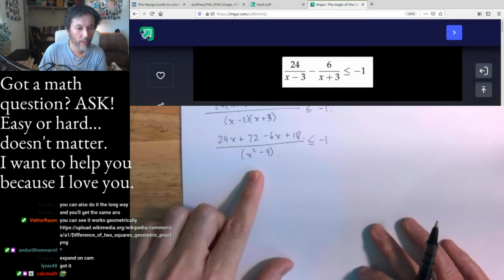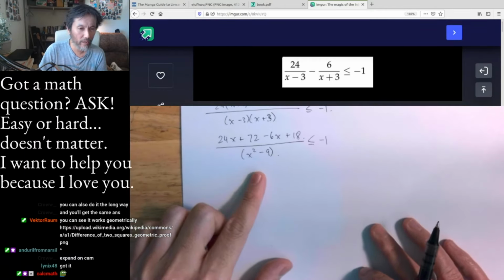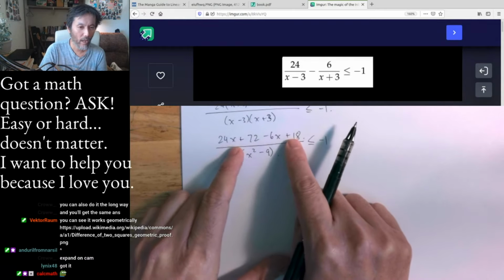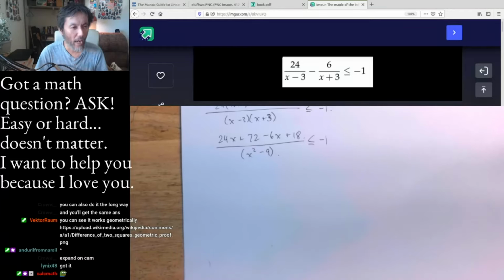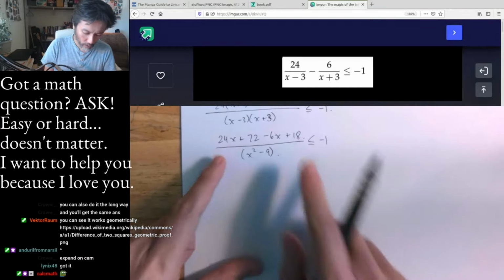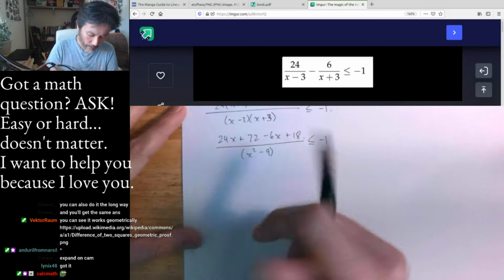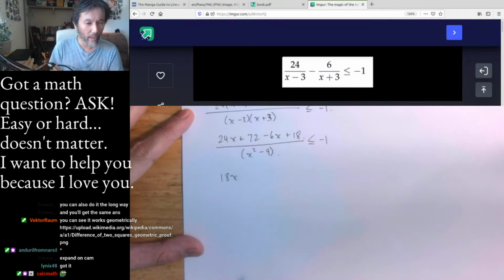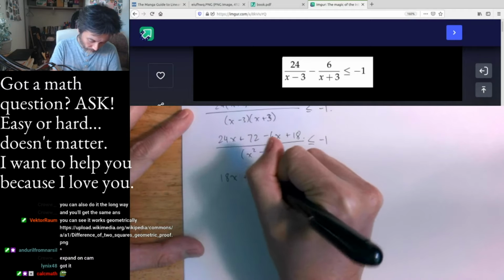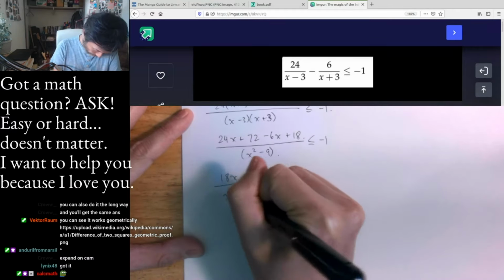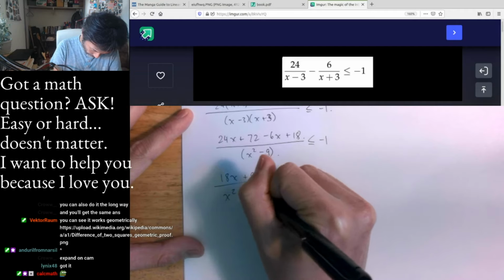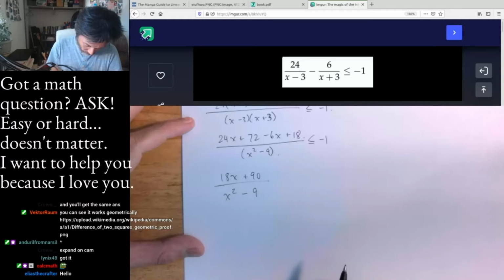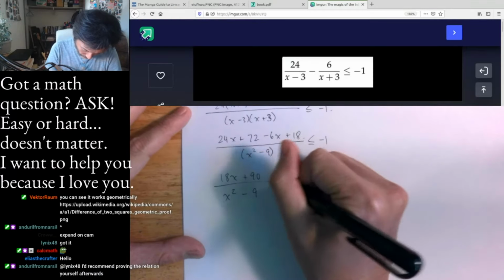All right, so here we are. Let's go back to this and collect like terms in the numerator. I remember doing this in 8th grade. Collect like terms. So the 24x and the minus 6x get married and become an 18x. And the 72 and the 18 get married and become a 90. So now what we have is this.